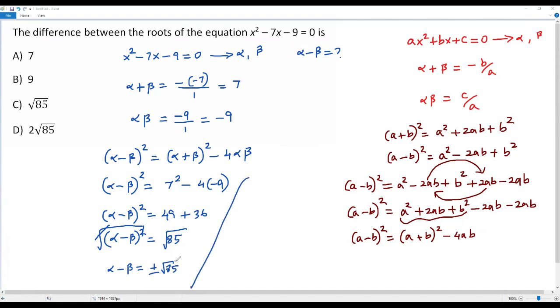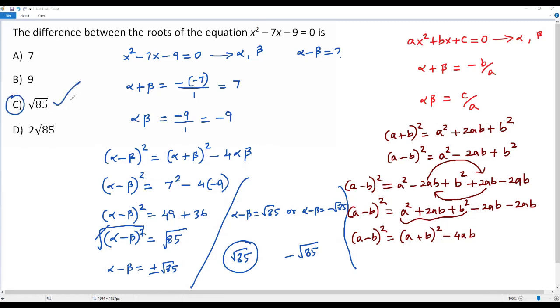So now we can split up this one into two parts. That is, alpha negative beta equals to square root of 85, or alpha negative beta equals to negative square root of 85. Okay, here we get two values for the difference between two roots of the given quadratic equation. One is square root of 85 and other one is a negative square root of 85. But we find this stuff in answer choice C. So therefore the correct answer choice for this question is C.